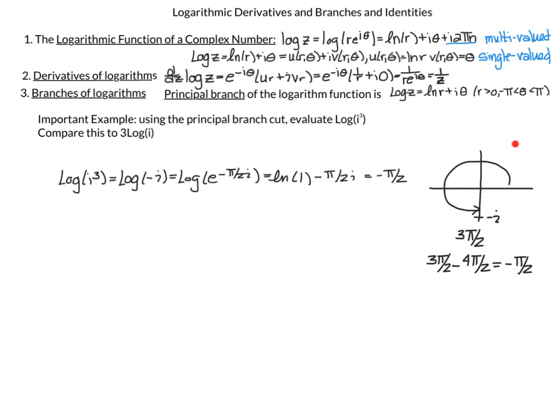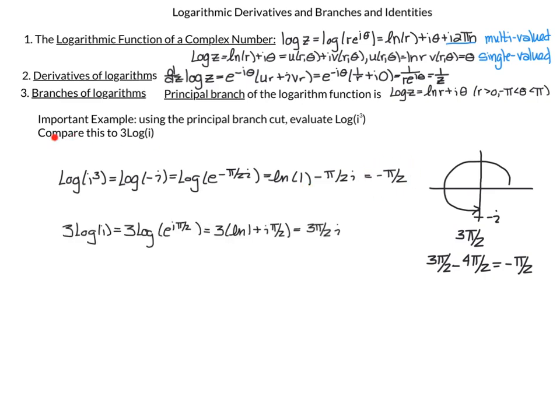So basically we're going to go around again, but we're going to go the other way around. So we're subtracting 4π/2, or 2π. And so that will give us negative π/2. So for this branch cut, we're going to represent negative i by e to the negative π/2 i. So using our log formula now, our log would be the natural log of 1, our radius is 1, minus π/2 i. Natural log of 1 is 0, so we're left with negative π/2 i.